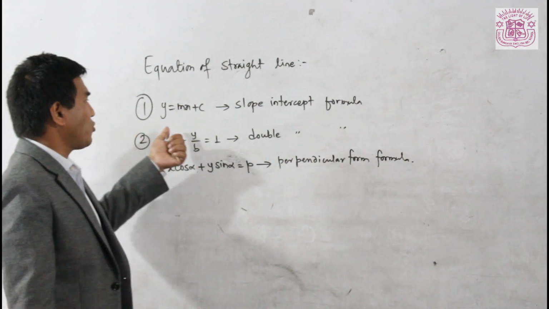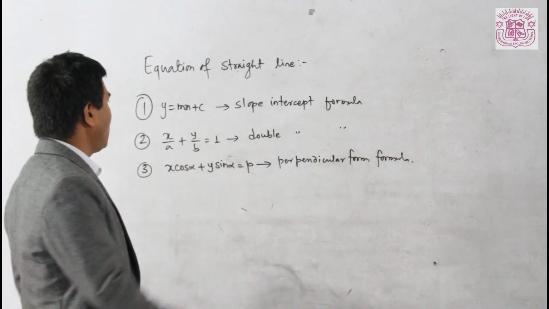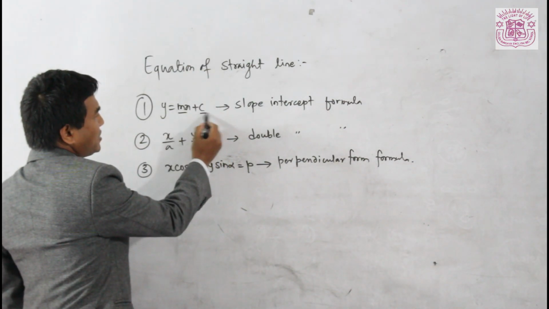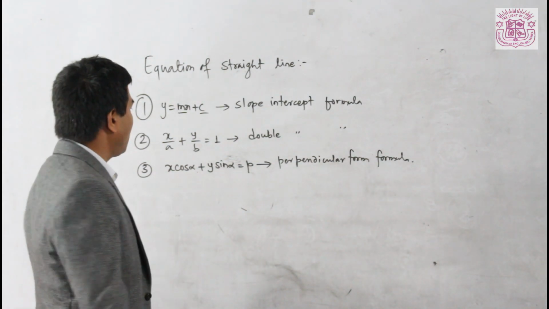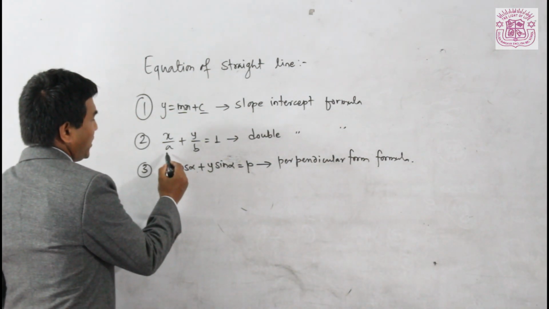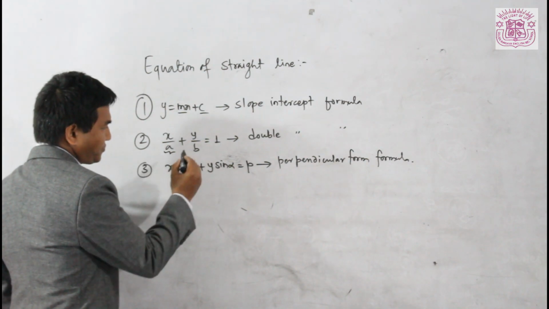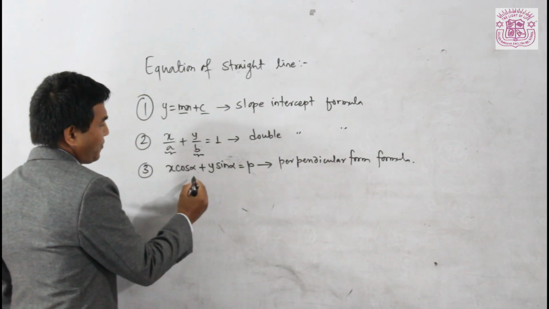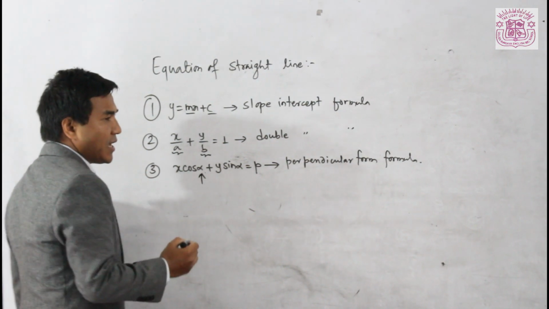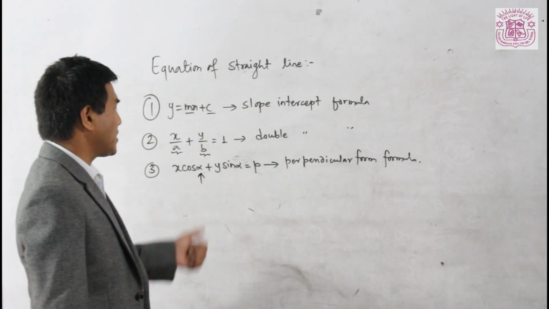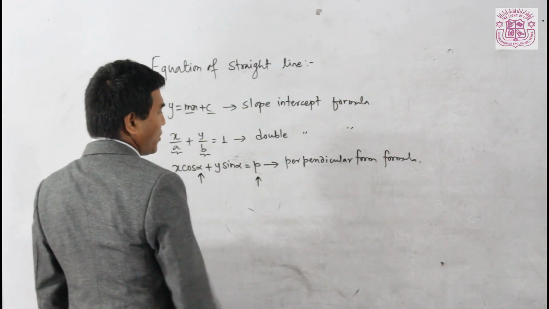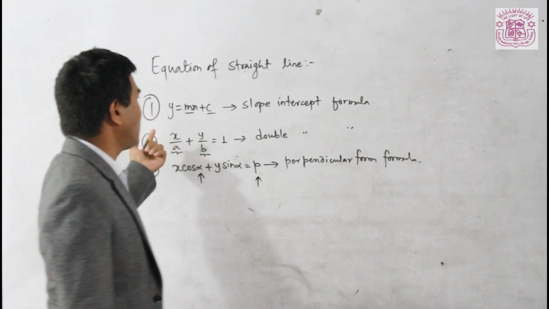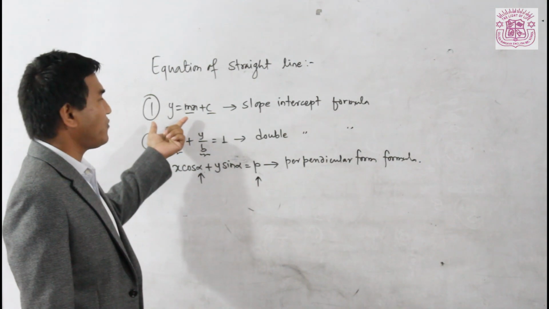So in the first formula, this m represents the slope of a line, and this c represents the y-intercept of a line. In the second formula, a represents the x-intercept and b represents the y-intercept. Similarly, in the third formula, alpha represents the angle made by the perpendicular with the x-axis, and this p is the perpendicular distance. Okay, now we are going to derive this first formula.